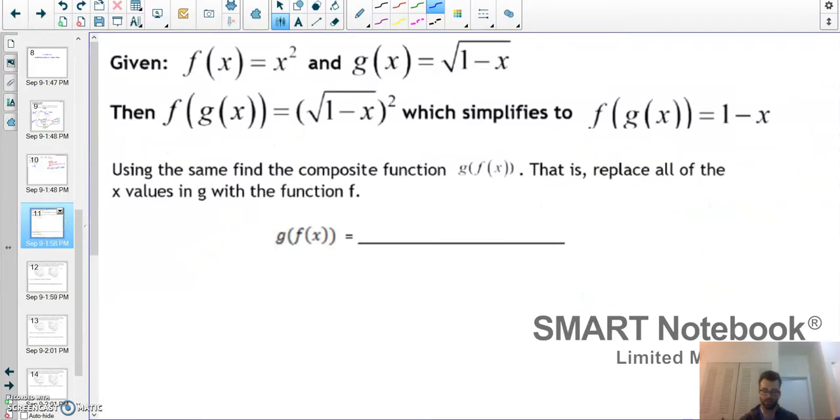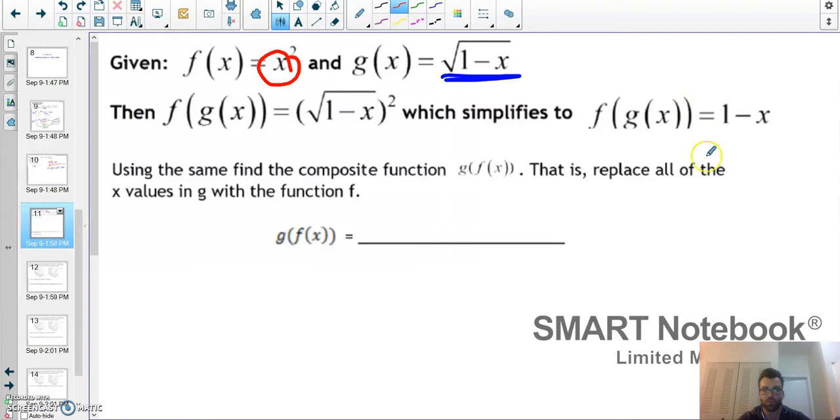Alright, next little example of a composition of functions. If f of x is x squared and g of x is the square root of 1 minus x, f of g of x would then be the square root of 1 minus x, quantity squared. What I'm doing is taking my function g and plugging it in for x. You simplify that, squaring a square root gives us 1 minus x.